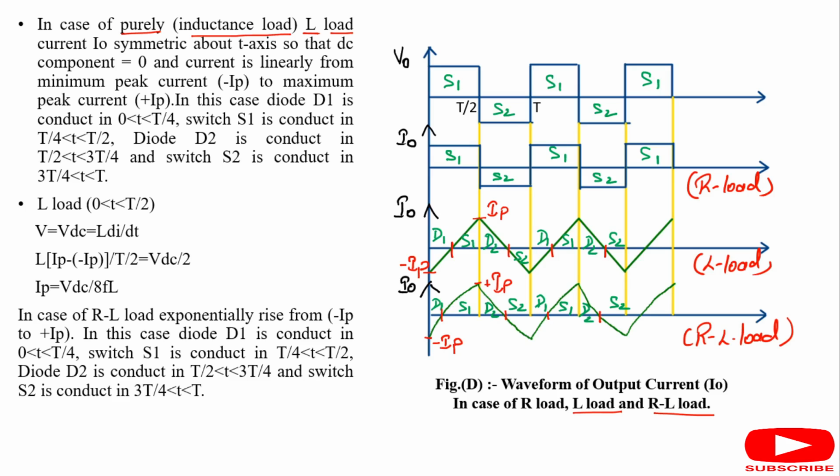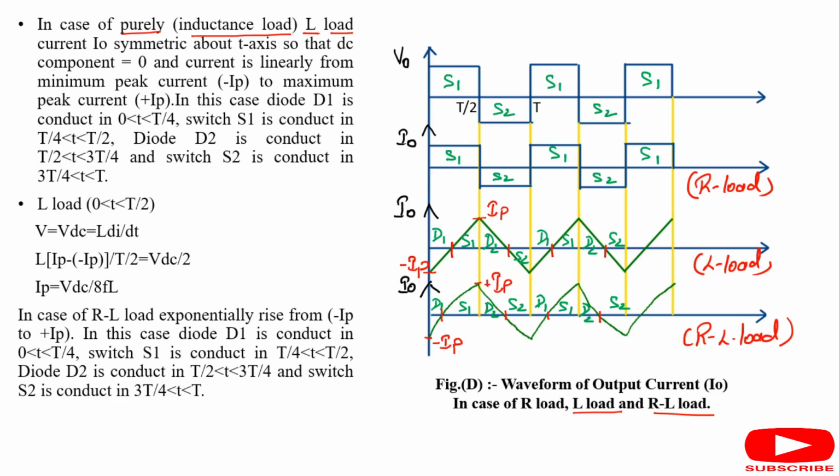Okay, so for the time period of 0 to T by 2, diode D1 conducts from 0 to T by 4, because during the switching operation of S1, the direction of the diode current D1 and the direction of the load current I naught are in opposite directions. So that's why diode D1 conducts for the time period of 0 to T by 4.